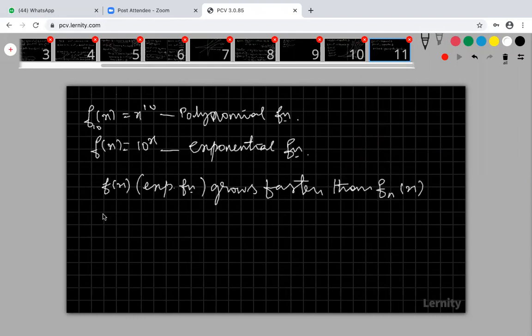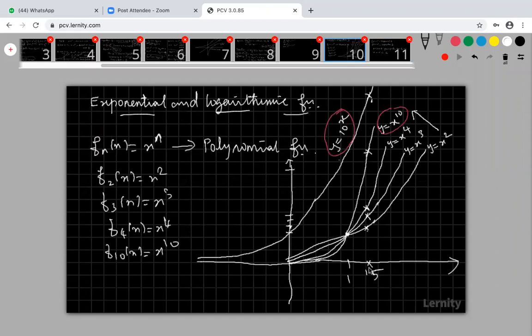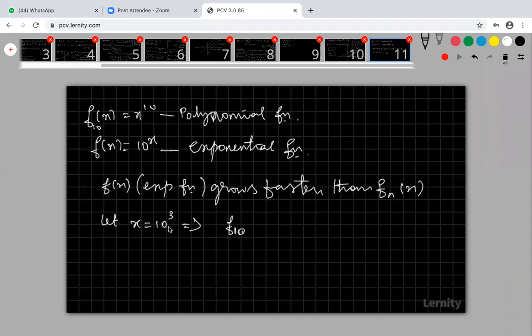Okay, so for example, let us take x equal to 10 power 3. What is my f10 of x, the polynomial function? I'm applying that. Suppose I'm taking a large value of x, x equal to 10 power 3, that means 1000. So my f10 of x: 10 square is 100, 10 cube is 1000 only.